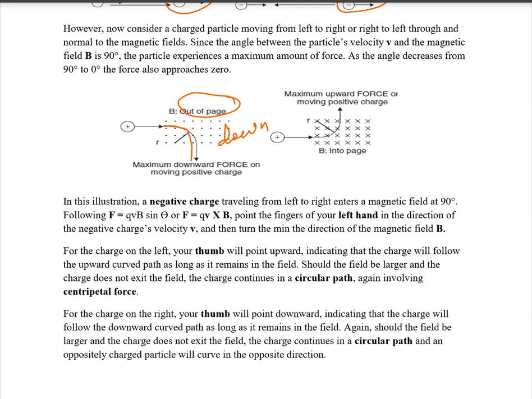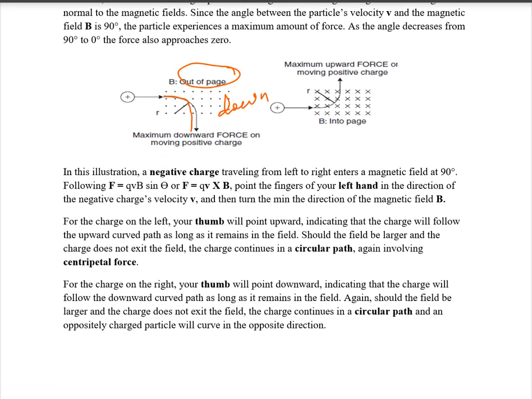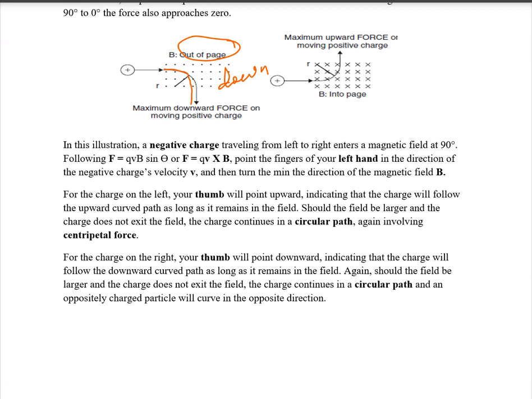Therefore, you must remember this, the movement of the charge. The other thing is, for the charge on the left, your thumb will point upward and indicates the way they curl. That means the thrust. And the movement is circular. Since it is circular, the circular path is governed by the centripetal force.